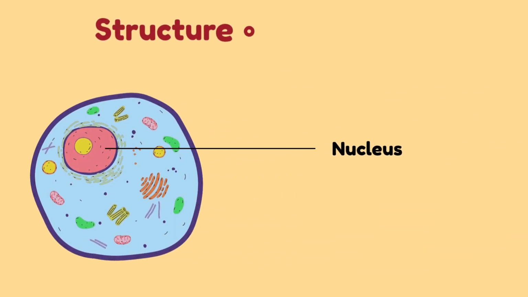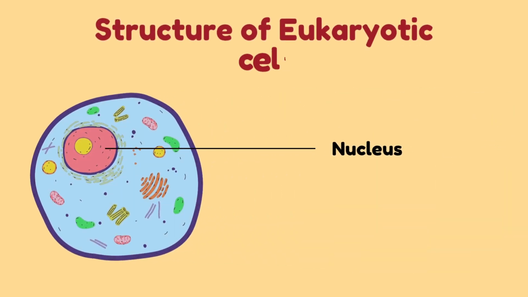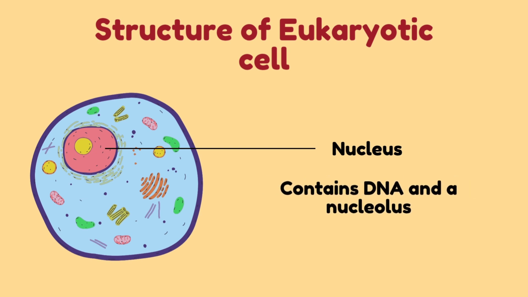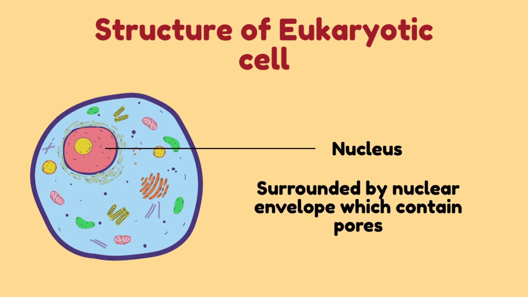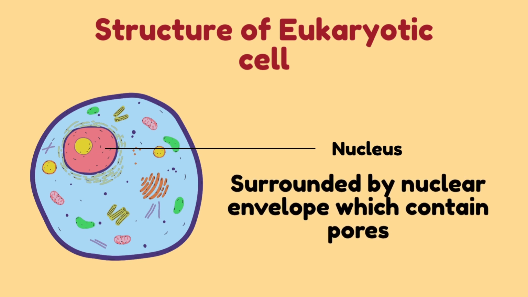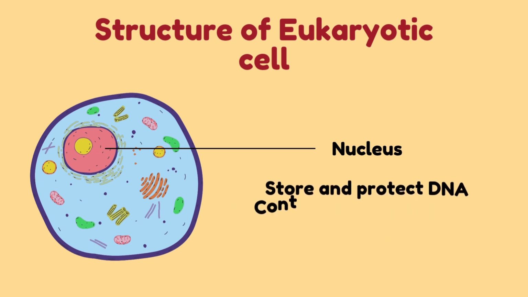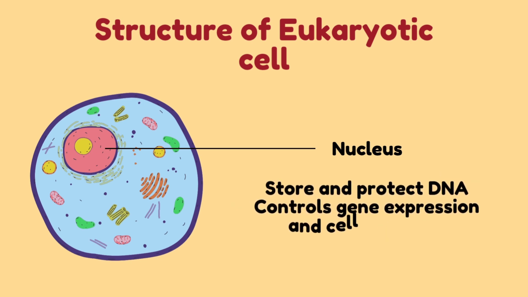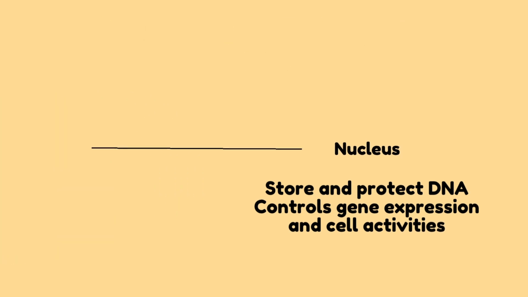Inside the cell we find the nucleus, the command center. It houses DNA, which is the cell's instruction manual, and the nucleolus, where ribosomes begin their journey. The nucleus is surrounded by a double-layered membrane called the nuclear envelope with nuclear pores. The main function of the nucleus is to store and protect DNA. It controls gene expression and cell activities.